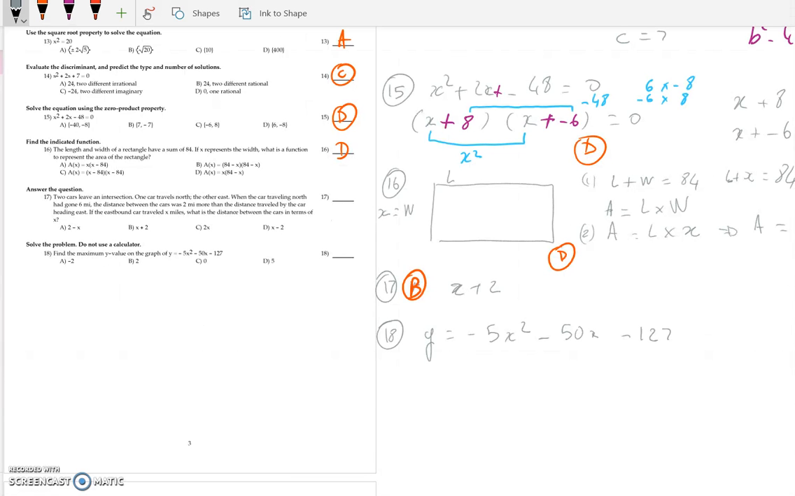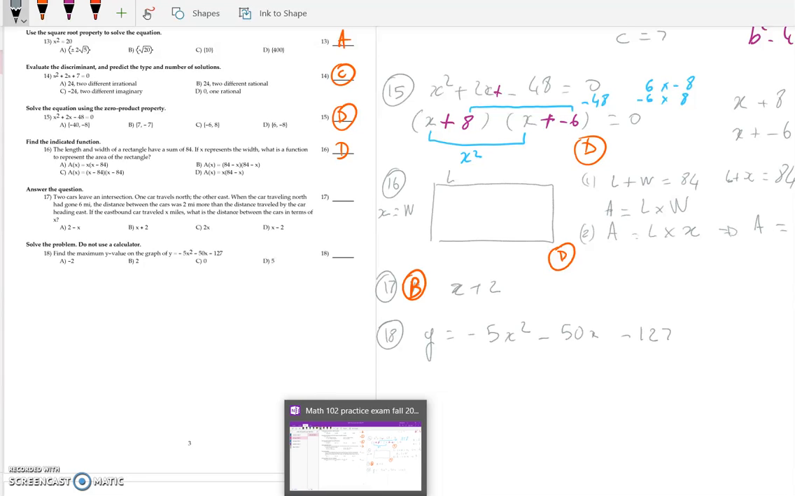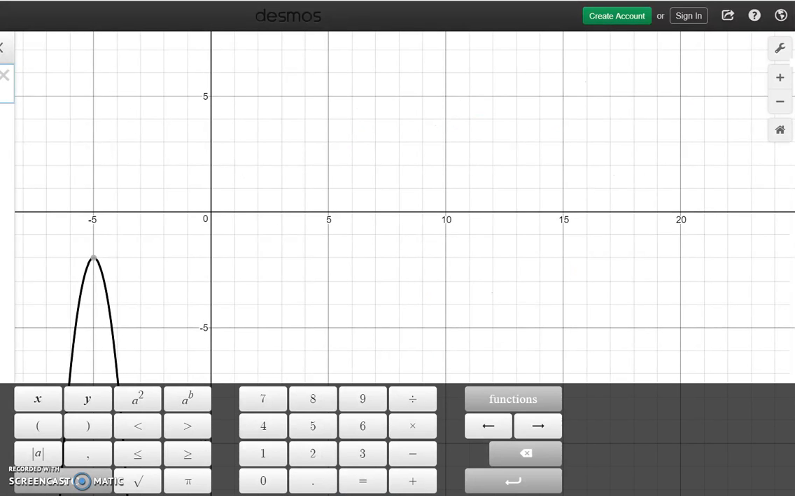I would like to show you again. They are asking for the maximum value of y. When you look at the maximum value of y graphically, you can see that the maximum value of y is going to be negative 2. When you put this point right here, you can see it's negative 2.